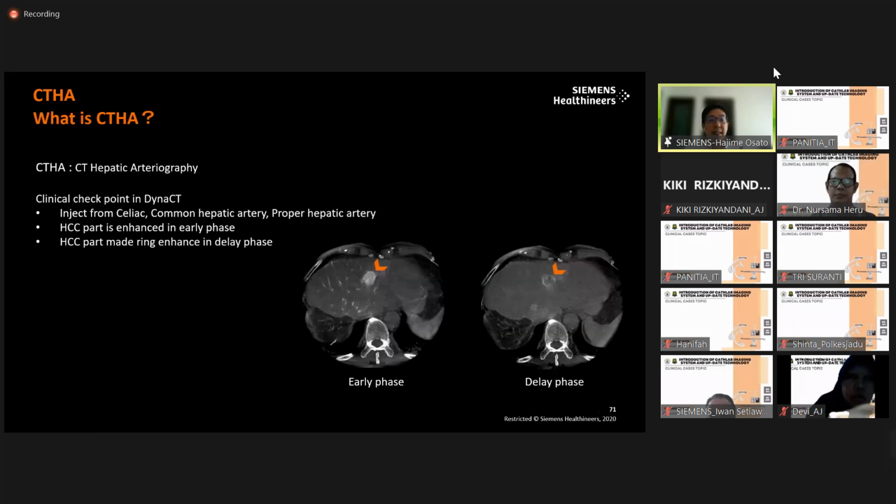So what is a CTHA? CTHA is CT hepatic arteriography. The clinical checkpoints are here. HCC is enhanced in the early phase. On the other hand, HCC part makes a ring enhancement in the delay phase. This ring enhancement is a characteristic of HCC, so it guides the doctor to decide the HCC part completely.